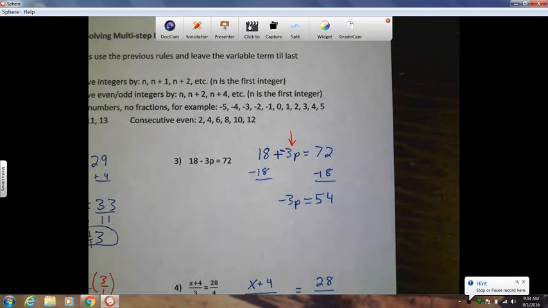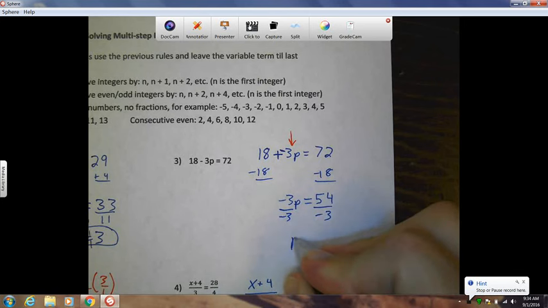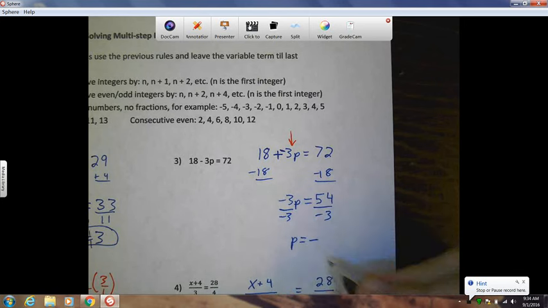So I get negative 3p is equal to 54. Then divide by a negative 3 on both sides. So p is equal to a negative 18.